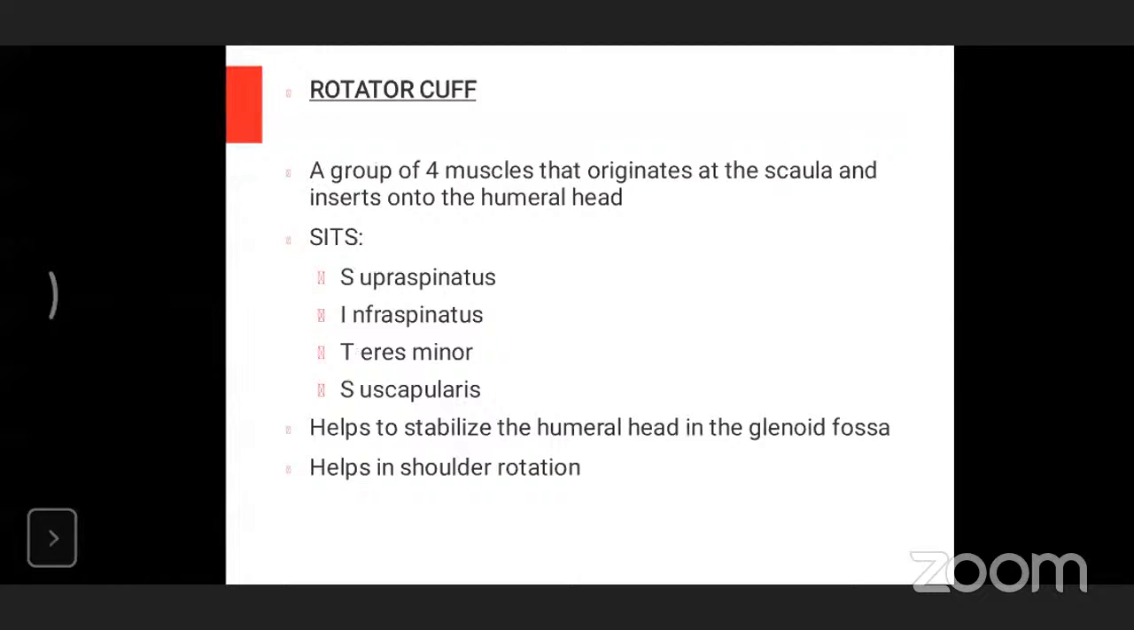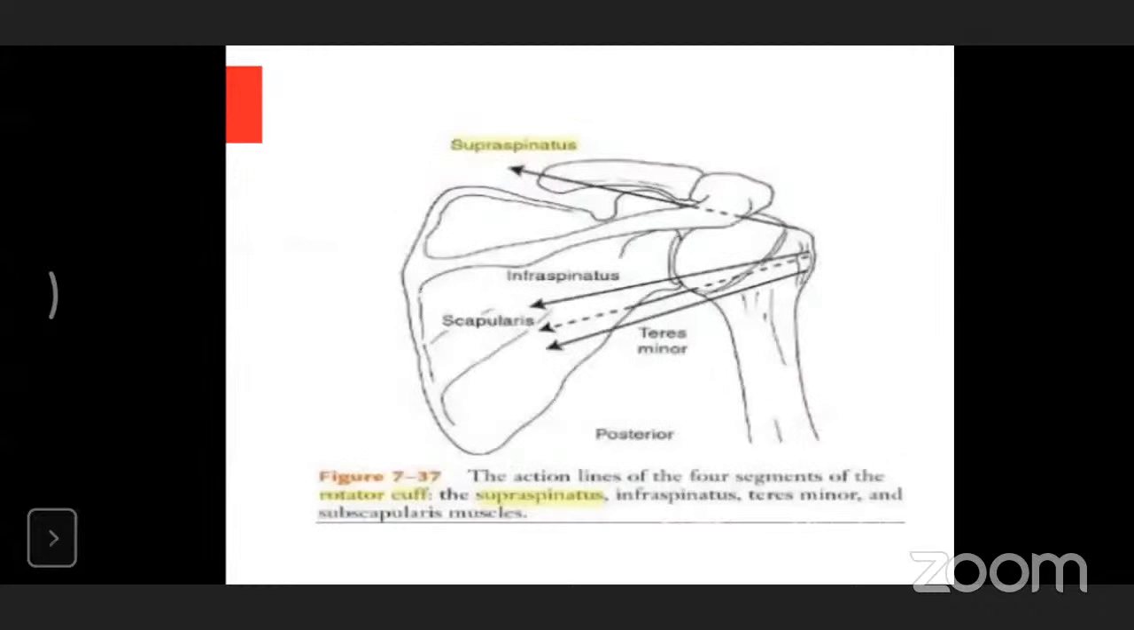Rotator cuff: it's a group of 4 muscles that originates at the scapula and inserts onto the humeral head. The mnemonic is SITS: S for supraspinatus, I for infraspinatus, T for teres minor, and S for subscapularis. The rotator cuff helps to stabilize the humeral head in the glenoid fossa. It also helps in shoulder rotation. This is the line of action of the 4 segments of the rotator cuff.